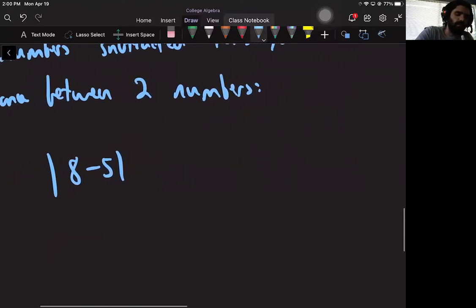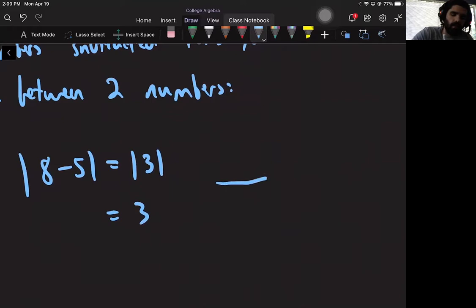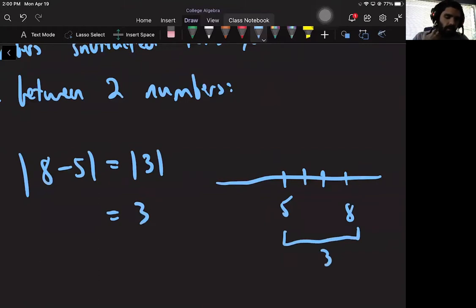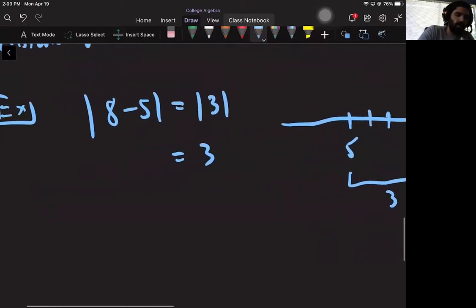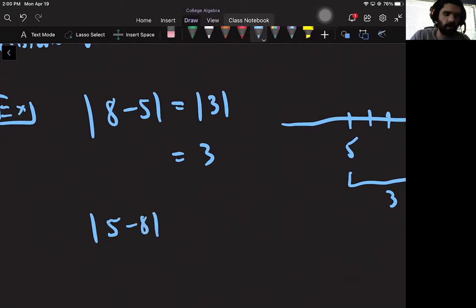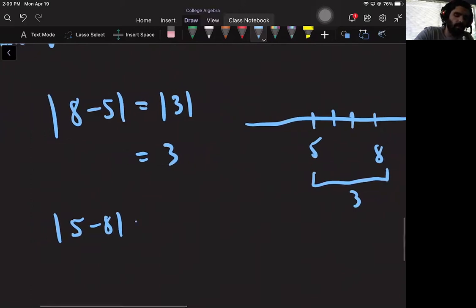So this better be 3, and it is, because 8 and 5 are 3 away from each other. If I just do it one step at a time, this becomes 3 on the inside, and the absolute value of 3 is 3. So it seems to work when I'm just subtracting two positive numbers from each other. So 5, 6, 7, 8. Yes, those are 3 away from each other, and the absolute value should tell me that. Notice if I switch the order, well, 8 and 5 are 3 away from each other, but so are 5 and 8. They're the same two numbers. So they're still 3 away from each other. Same picture applies.